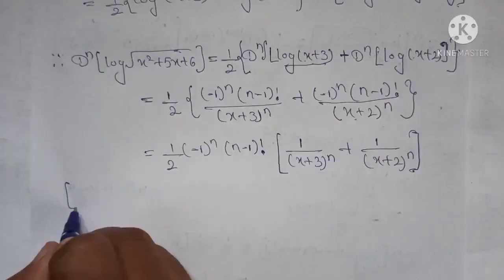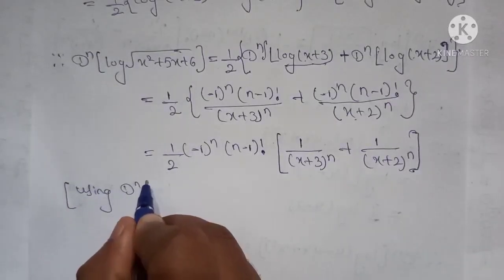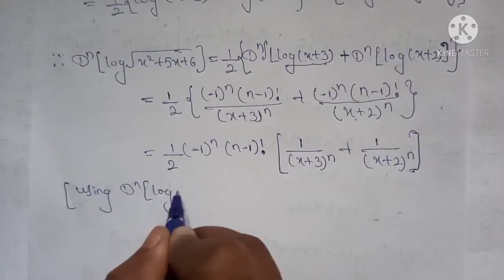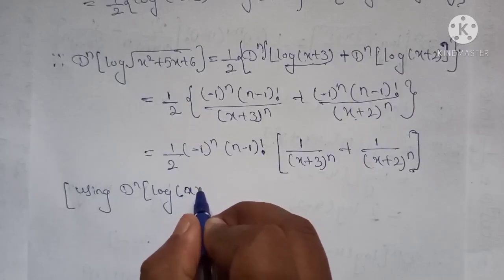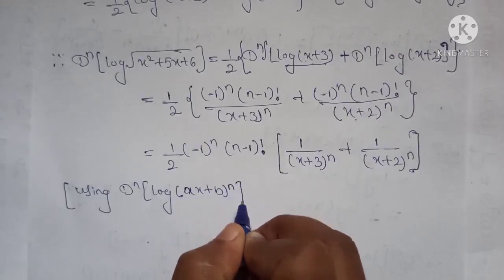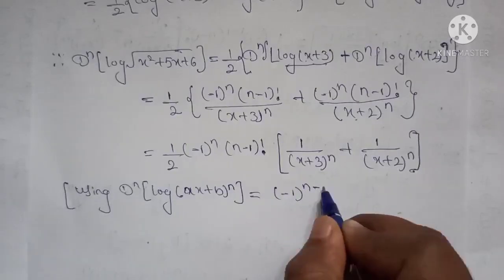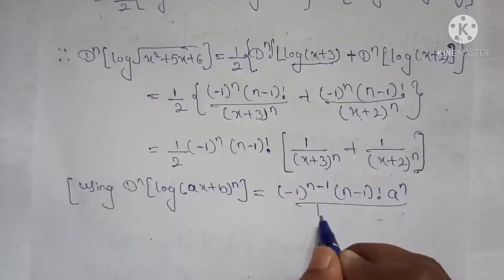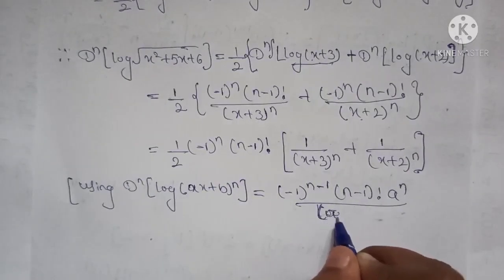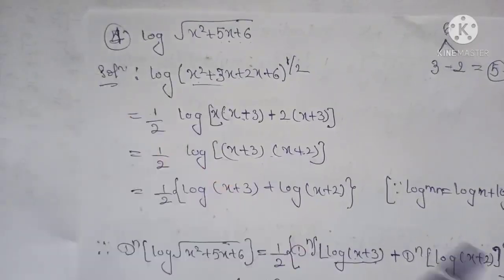We can write the formula here, that is, using the nth derivative of log of ax plus b raised to n. For each problem you should write the formula. It equals minus 1 raised to n minus 1, n minus 1 factorial, a raised to n, divided by ax plus b raised to n. So this is the fourth formula.